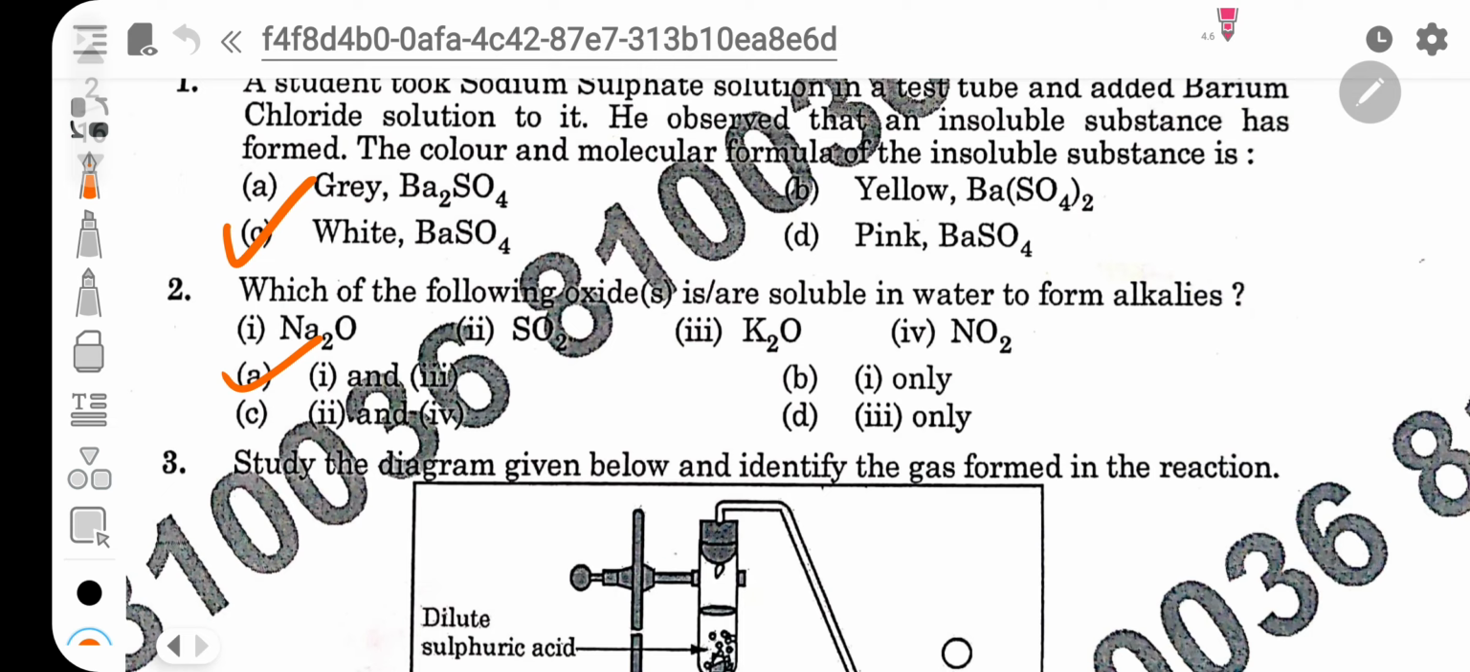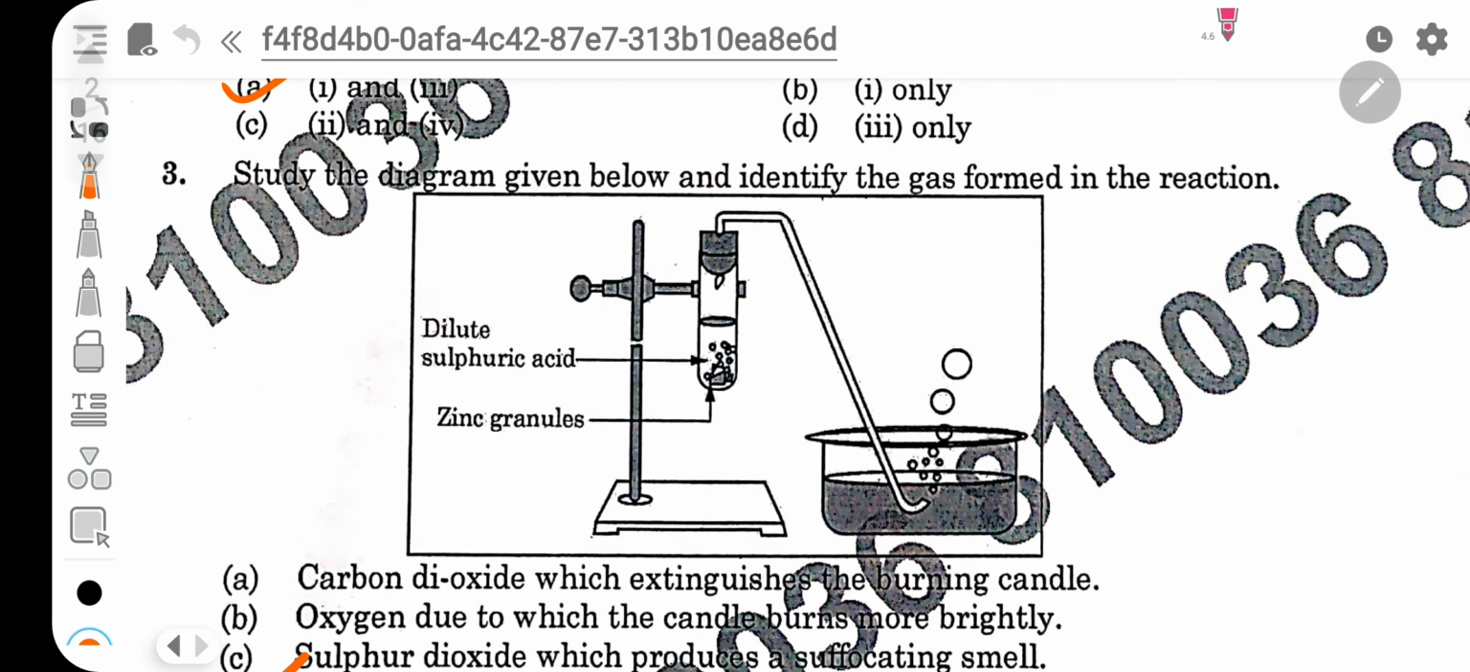Now question number 2. Which of the following oxides is or are soluble in water to form alkalis? So the answer is Na2O and K2O. So A.